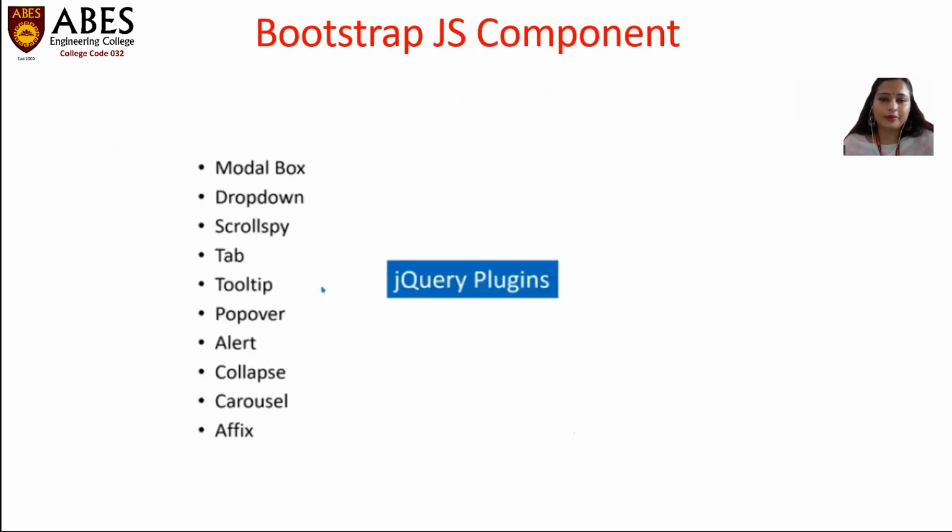Next is JavaScript components for event handling. You have to use the JavaScript part, so Bootstrap also provides these JS components. There are dropdown, scrollspy, alert, collapse, and browser effect. This is the most important effect. I will give you some examples in which we have to apply this browser effect. We have to see that further. So these JS components require jQuery plugins.